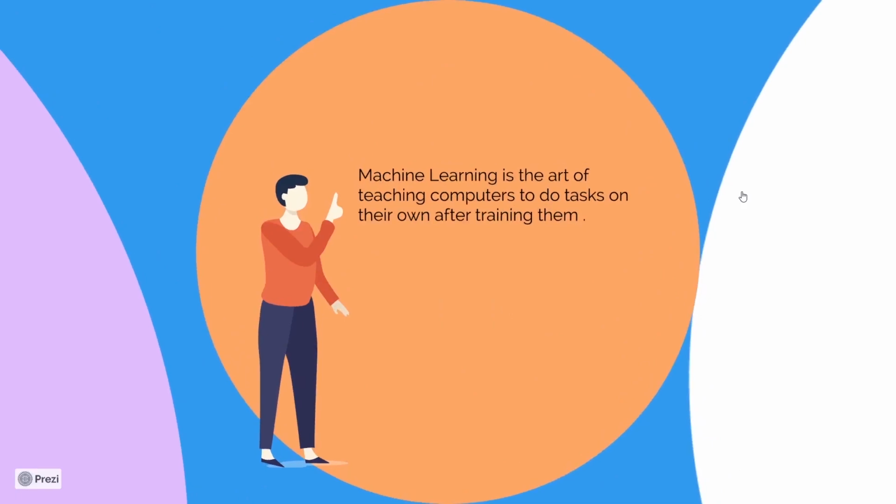The way I break it down is, when we train computers to do a particular set of tasks, and then it learns patterns from it to perform that task on its own without any human intervention. That is machine learning for me. Don't worry about this definition. As we go much further in this video, I hope you will get a more clear picture about machine learning.